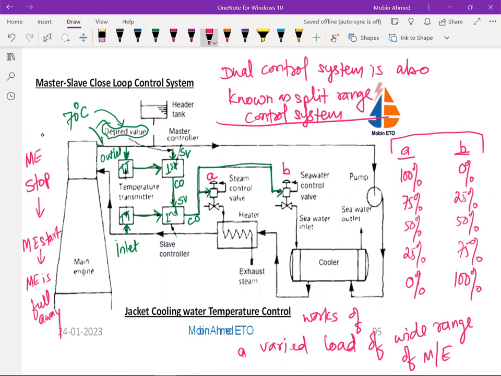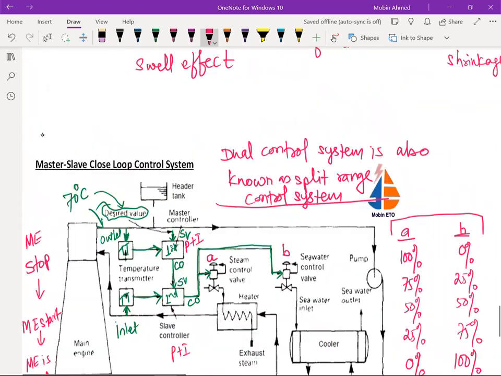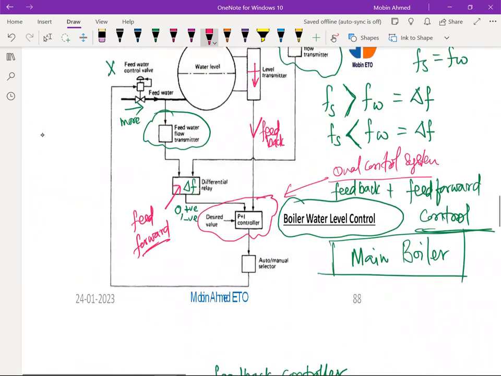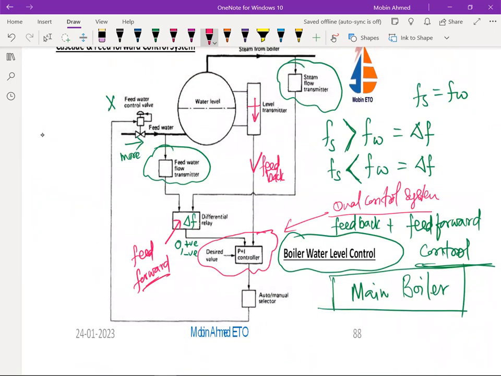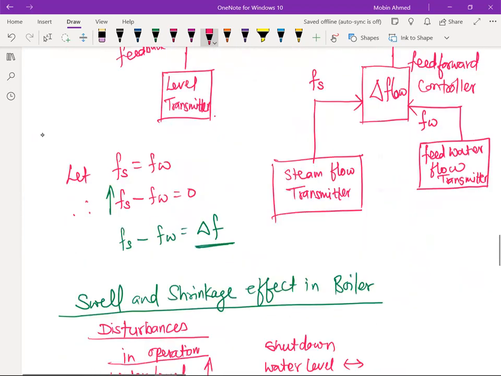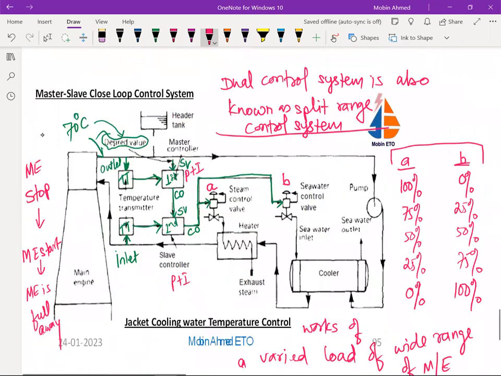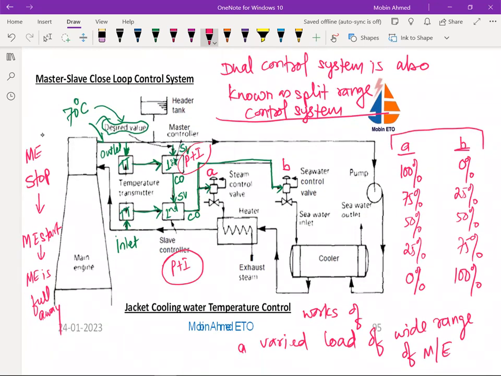Because it is a temperature controller, remember one thing: this first controller is also going to have the P plus I control, and this slave controller will also have the P plus I control. As you have seen here, because these are all slow controls, it is written P plus I control. Slow control, like level control, is always going to be P plus I control. Similarly, temperature control is also always P plus I control.